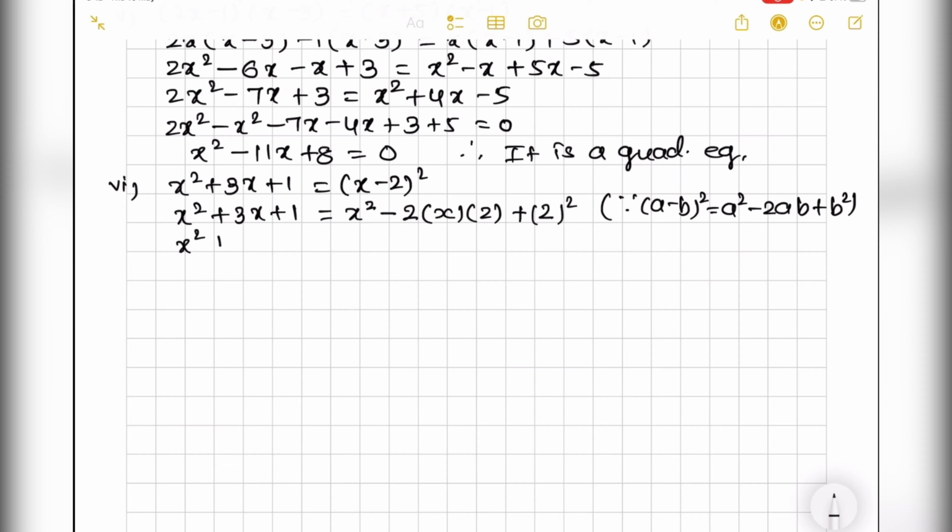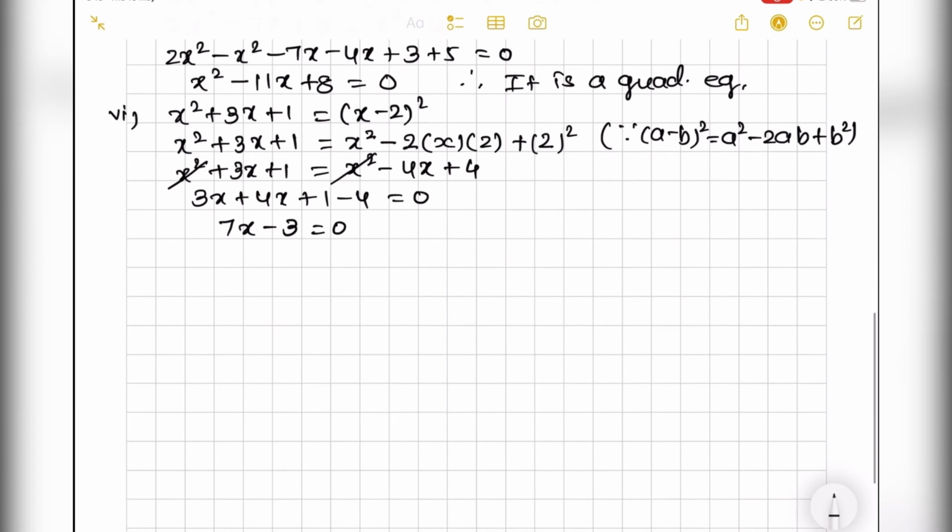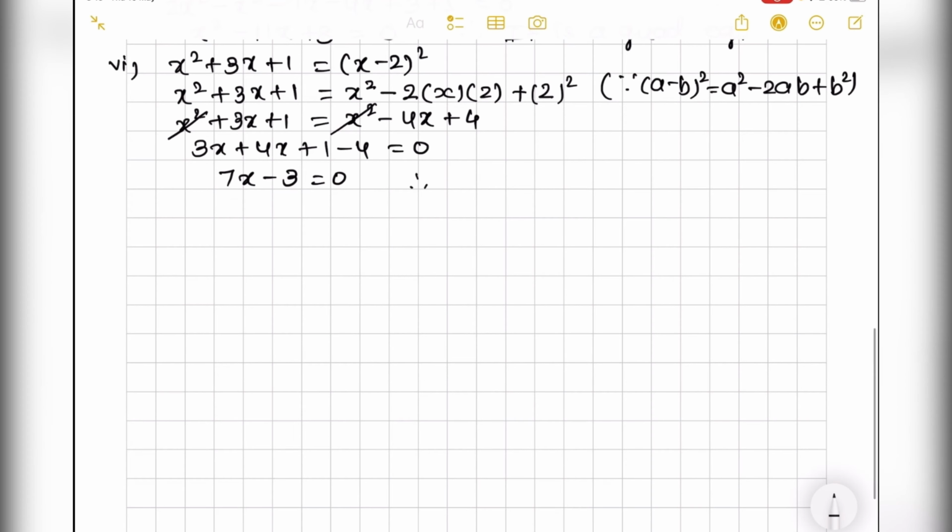Now opening that, rearranging, I got x square minus 4x plus 4. Now both sides x square get cancelled. So if I bring all the terms on one side, 3x plus 4x plus 1 minus 4 equal to 0. So 7x minus 3 equal to 0. So I can clearly say it is not a quadratic equation, as it doesn't contain x square term.